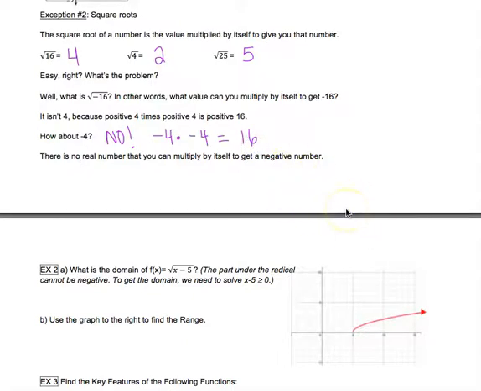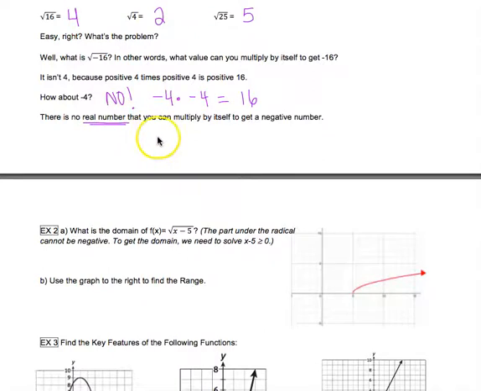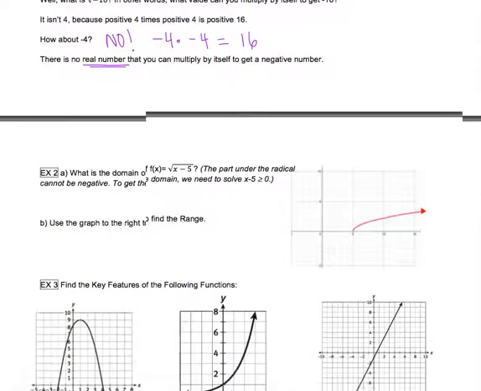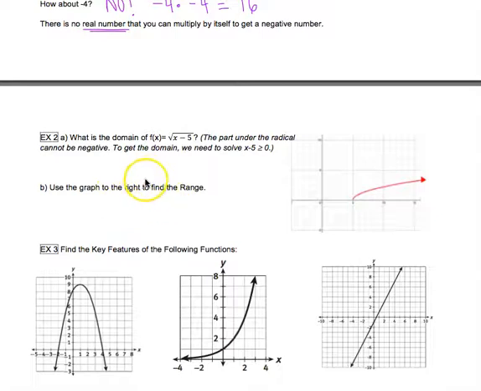And you can't just say, well, I'm going to take negative 4 times positive 4. That's not the definition of a square root. Square root is multiplied by itself, not by something else. So there is no real number that you can multiply by itself to get a negative number. There is actually an answer to this square root of negative 16, but it's something that you'll focus more on in Algebra 2 because it's not a real number answer. So because of that, that means that we are not allowed, just like we're not allowed to have 0 in the denominator of a fraction, we're not allowed to have a negative number under a square root.